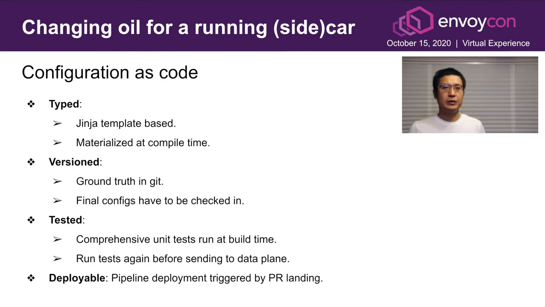So configuration as code, typed. How do we make the configuration typed? We use Jinja templates. All the configurations are based on a set of Jinja templates that we provide. And when users write their configuration, they need to compile. And the configurations are materialized at compile time. And it's also versioned. The ground truth is in Git, and Git keeps the version. When Jenkins copies the configuration into Tower, into the centralized control plane, it adds a version there. So the configuration stored in the centralized control plane is also versioned.